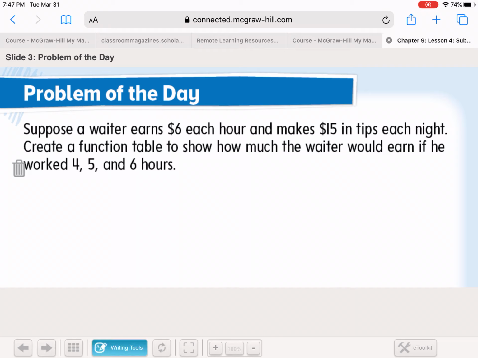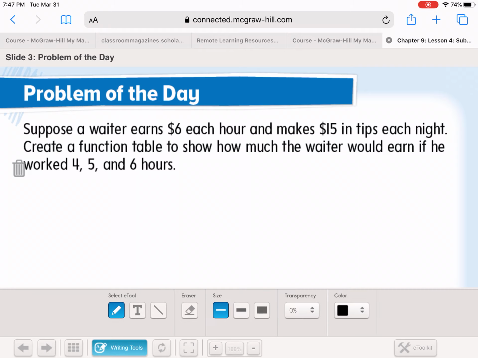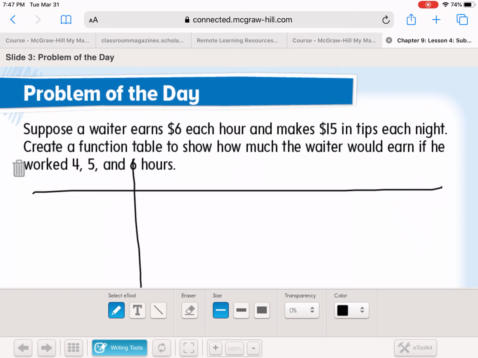So when they talk about a table, I'm going to get you started here. He earns $6 an hour and he makes $15 in tips each night, not an hour. So just keep that in mind when you do it. I'll give you about a minute.